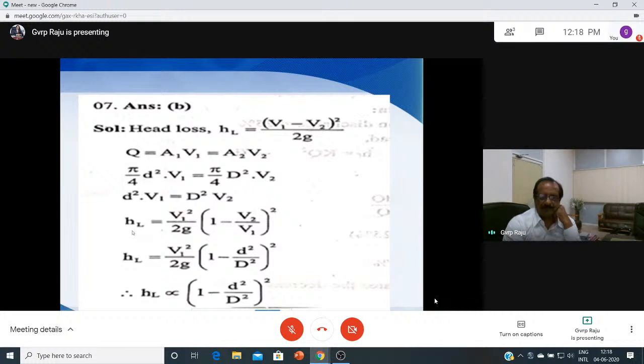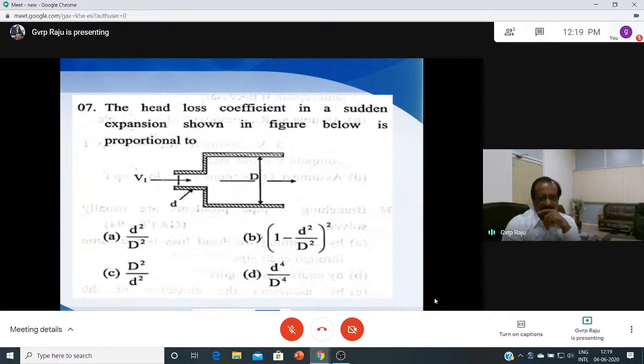So now you can take out V1 square by 2g from (V1 minus V2) whole square by 2g. So it is V1 square by 2g into (1 minus V2 by V1) whole square. V2 by V1 is D1 square by D2 square. So in other words, HL is proportional to (1 minus D1 square by D2 square) whole square. So the answer is B.